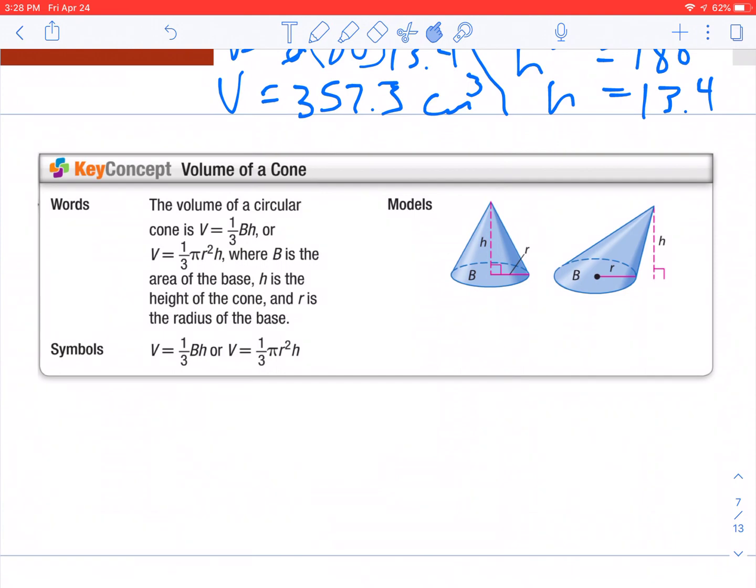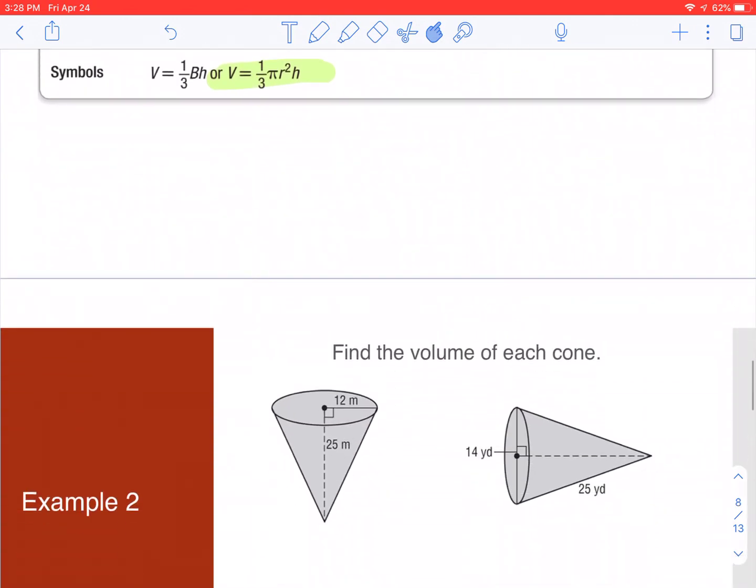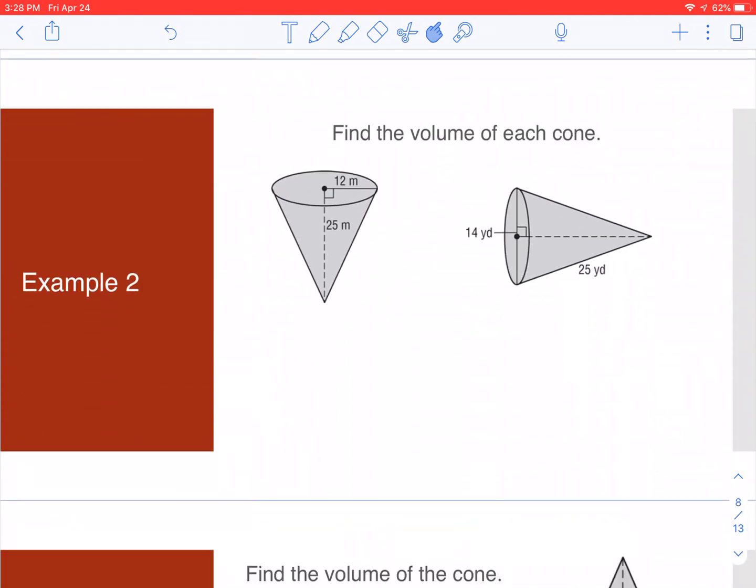All right, let's move on to a cone. Same formula, 1/3 area of the base times the height, except we know that the area of the base is pi r squared for the circle. All right, so let's do this example on the left. Volume equals 1/3 pi r squared h.